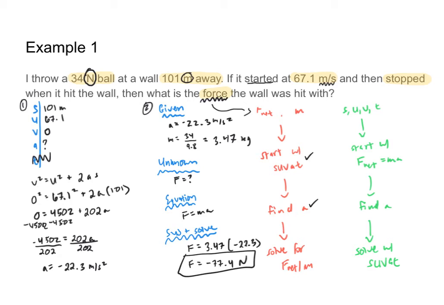And again, just walking through the process, I started with my SUVAT. I used that to find my acceleration, and then I used my acceleration to solve for my net force. I did have to have one extra trick in there, and that is turning my weight into my mass using the equation W equals mg, or W equals 9.8 times my mass. Let's go ahead and move forward to another example.